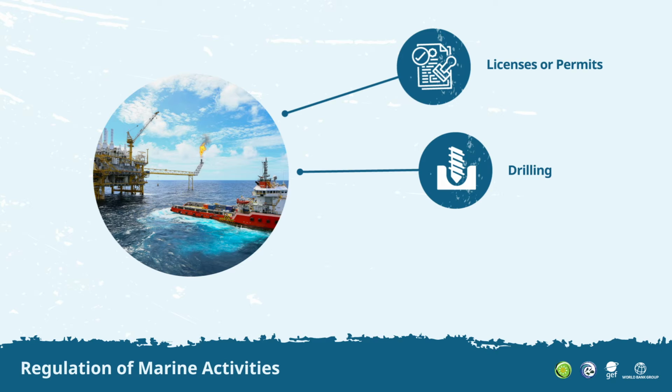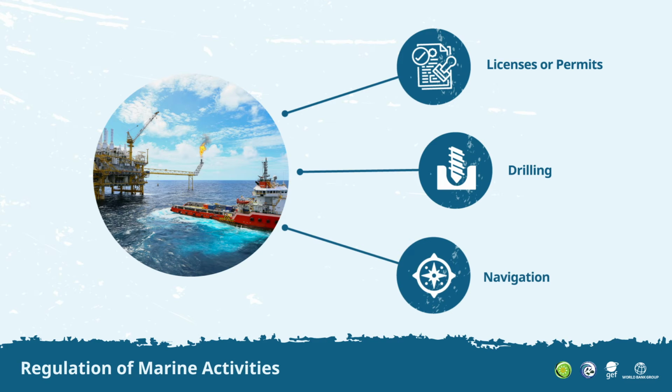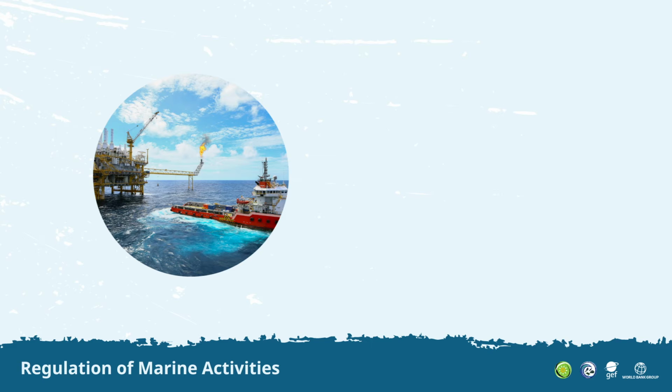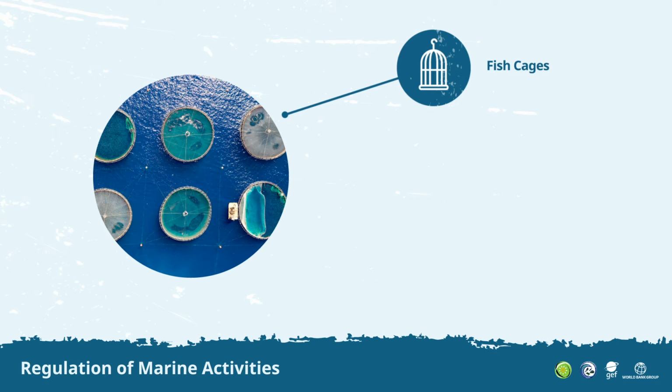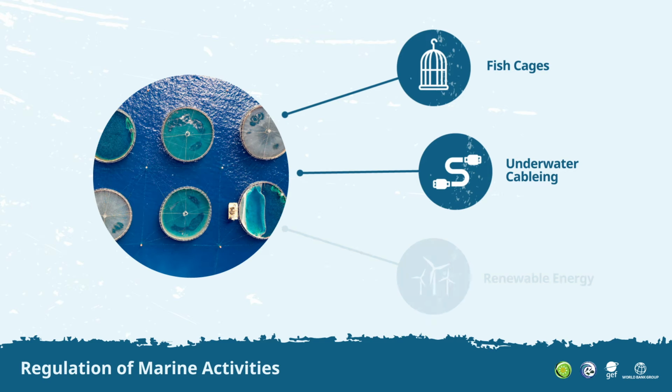Regulations also control other aspects such as navigation and interaction with other activities such as fishing to ensure safety and reduce the risk of accidents. Other activities with fixed infrastructure are managed in this way, including aquaculture, such as the installation of fish cages, telecommunications and underwater cabling, and marine renewable energy like offshore wind farms or tidal or wave energy installations.